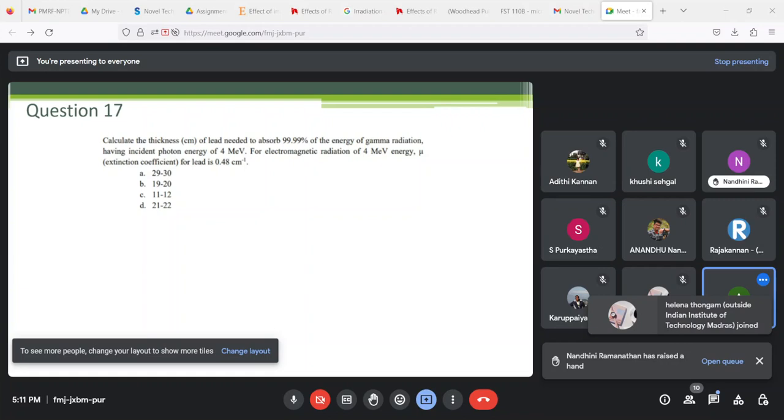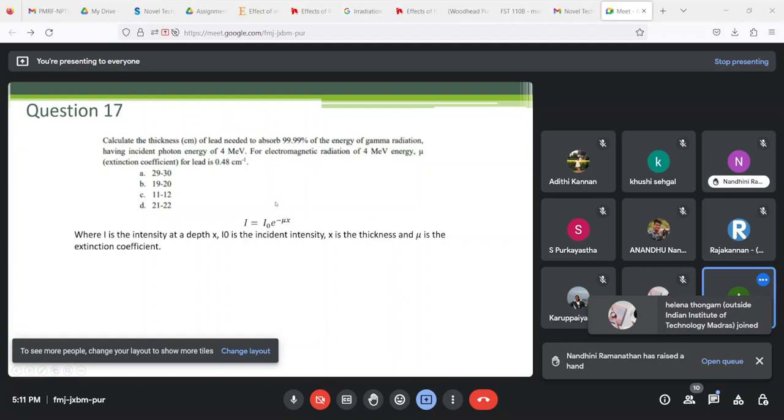So again, it's the same concept that your energy is exponentially decayed with distance. When you're dealing with an exponential decay, you have I is equal to I naught e power minus mu x. All your radiation is exponentially decaying with depth. So I is the intensity that is present at a certain depth, say x. I naught is the initial incident intensity that you gave. Mu is the extinction coefficient for lead, and this extinction coefficient is constant for a particular material. And x is the penetration depth. X is the thickness.